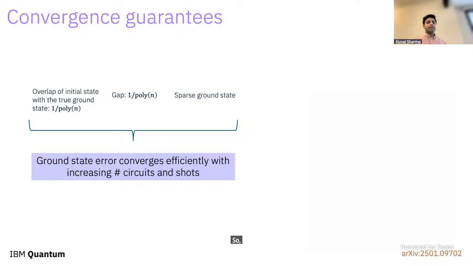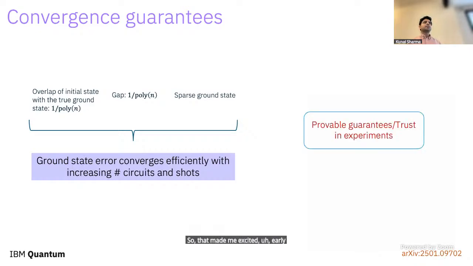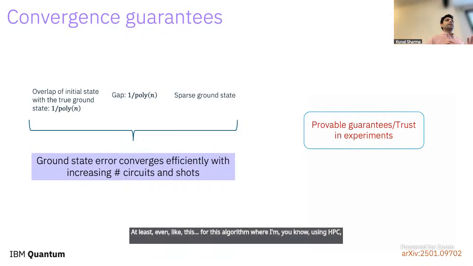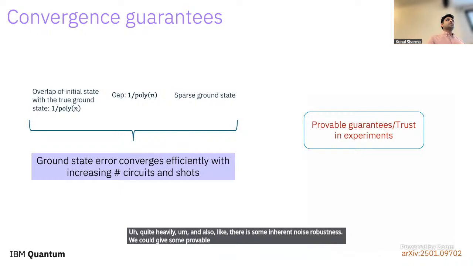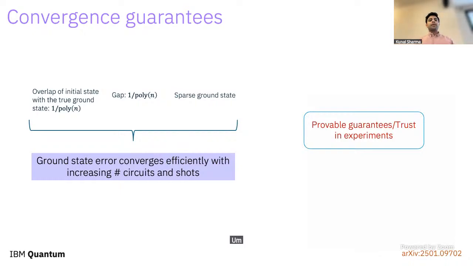So that made me excited early this year, because at least for this algorithm, where I'm using HPC quite heavily and also there is some inherent noise robustness, we could give some provable guarantees as well. And I will describe the experimental results, which will build trust in these experiments and in this algorithm.